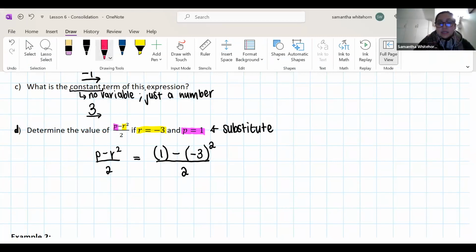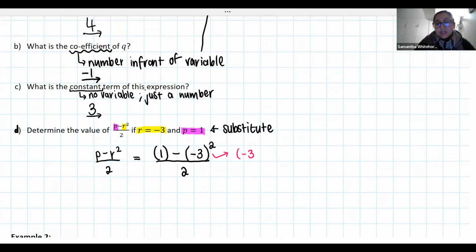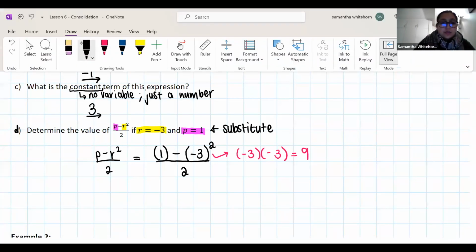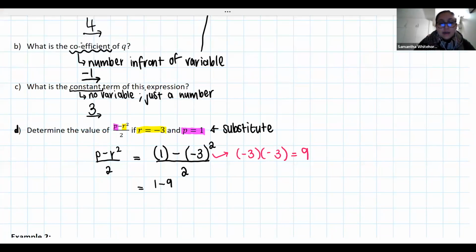Now, what's really important here is that you remember that -3 squared is -3 times -3. A negative times a negative is a positive. 3 times 3 is 9. So what you actually have in your numerator is 1 minus 9, divided by 2. Now we can simplify that. 1 minus 9 is -8, divided by 2. And that simplifies to -4. So that's why I was saying double check your signs there. When we substitute and simplify, we end up with an answer of -4.